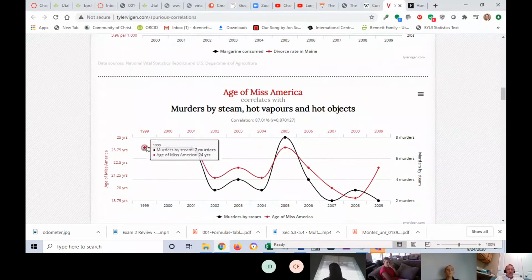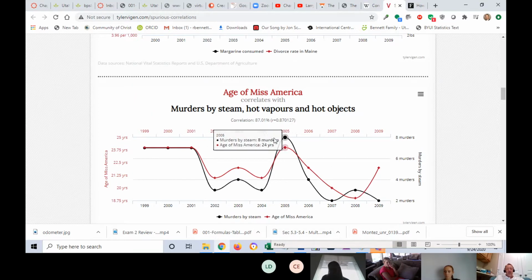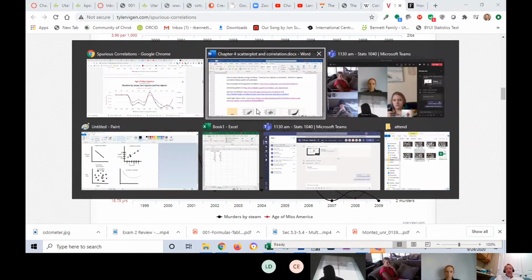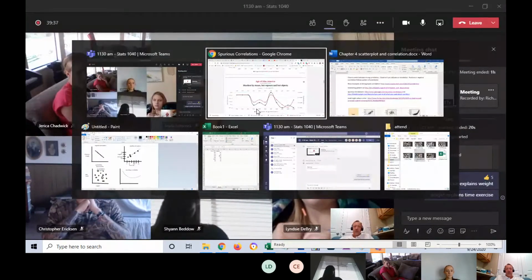Well, this is in 1999. The age of Miss America was 23 and 3/4, and they had about 7 murders. It looks like in 1999, and again in 2000, and again in 2001, those are perfectly correlated. We get a little bit of variation as things go. I mean, these are just silly, and that's the purpose, just to show you that these are silly examples, but correlation does not equal causality.